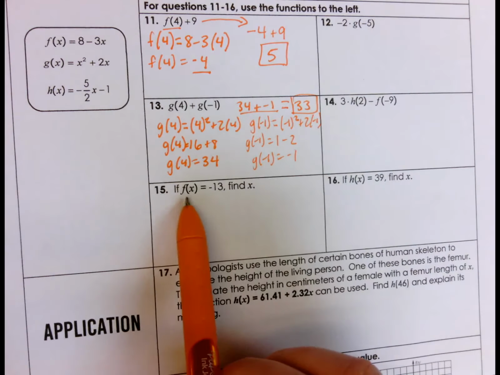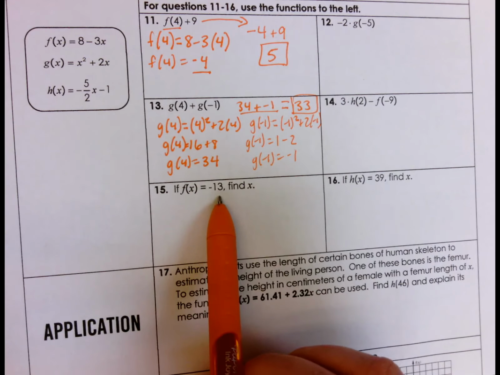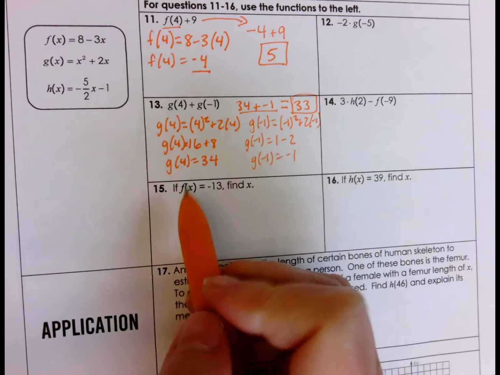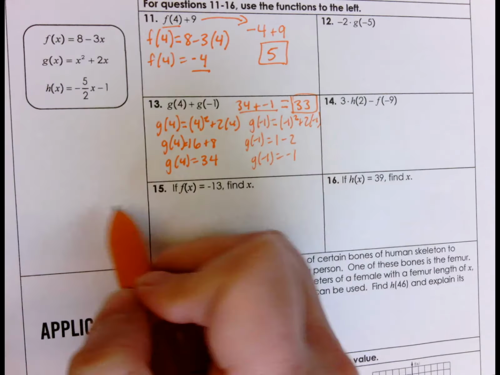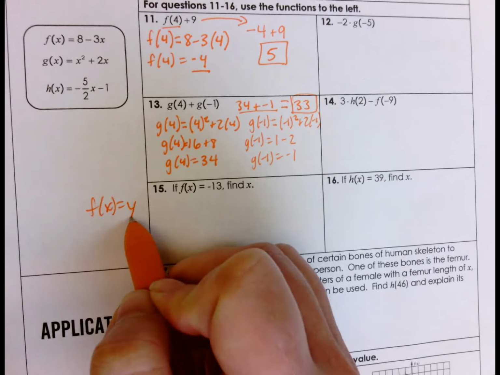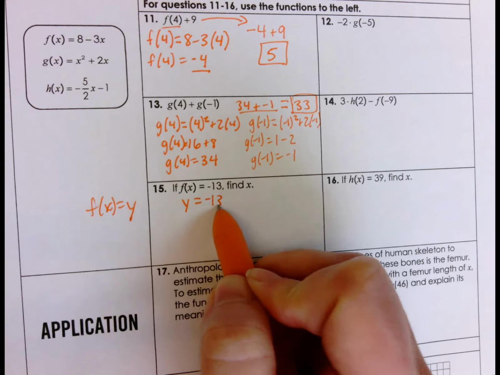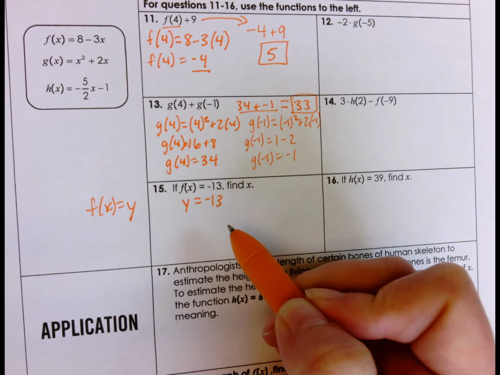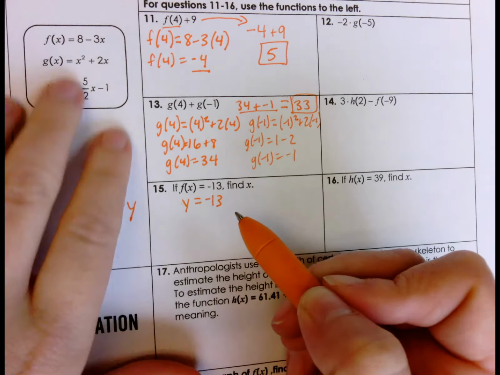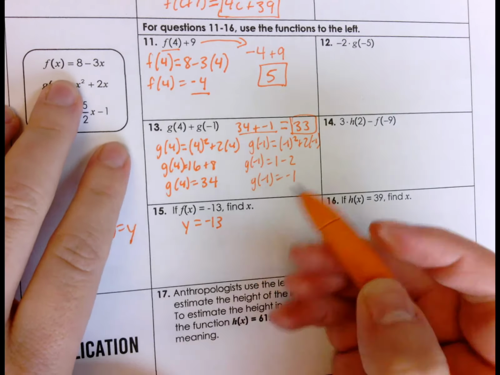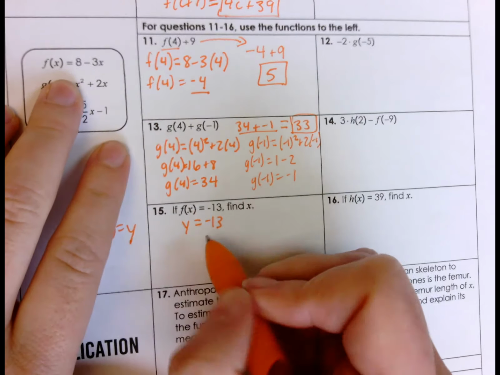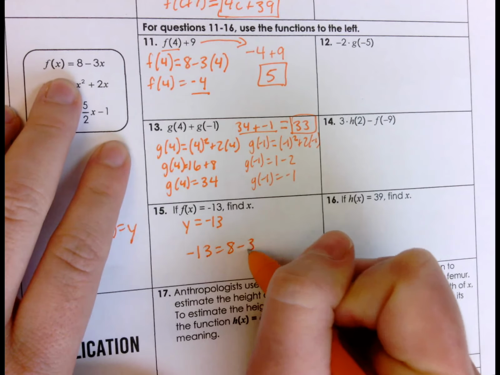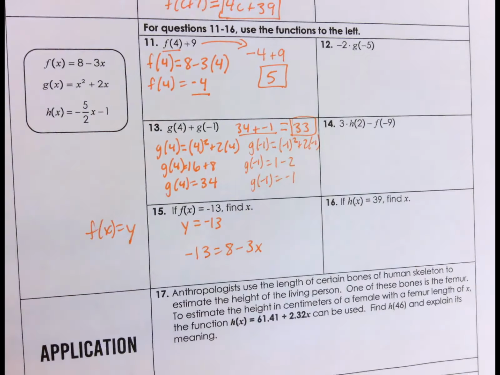Okay, So now we have if f of x is equal to negative 13, find x. Okay, so now we are given the y value, because remember f of x is equal to y, so y here is equal to negative 13. So if I know the output, now it's asking me to find the input. Okay, so here is my f of x, my function for f. So if f of x is negative 13, that's what I'm going to plug in. Negative 13 is equal to 8 minus 3x. X is now what I don't know.